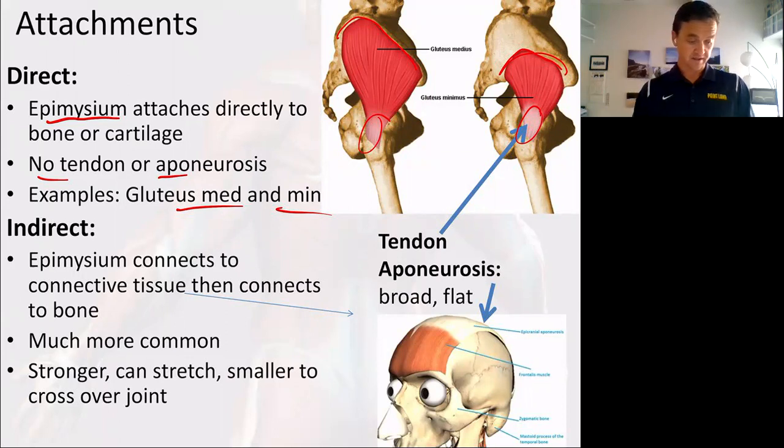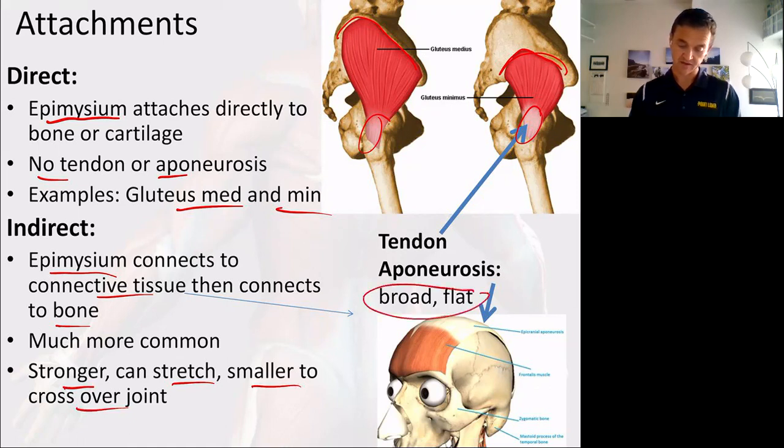Okay, and then on the indirect, this is a more common one. The epimysium connects to connective tissue, which is a tendon, or an aponeurosis, and then it connects to bone. This is much more common. Stronger, can stretch, smaller, can cross over joints much easier, okay? This is what an aponeurosis is, a broad, flat structure like this, okay? Whereas a tendon is more band-like, solid and thick.